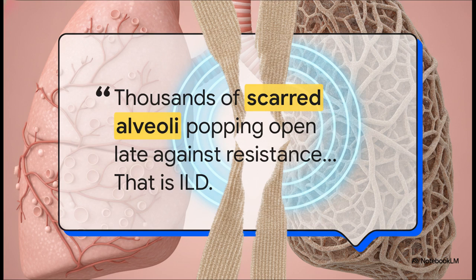Thousands of scarred alveoli violently popping open against resistance they were never designed to handle. That is interstitial lung disease, built entirely from first principles. But it does leave us wondering, if this tissue is permanently scarred, does the future of ILD treatment lie in just slowing the damage, or will regenerative medicine eventually let us build a brand new respiratory scaffold?